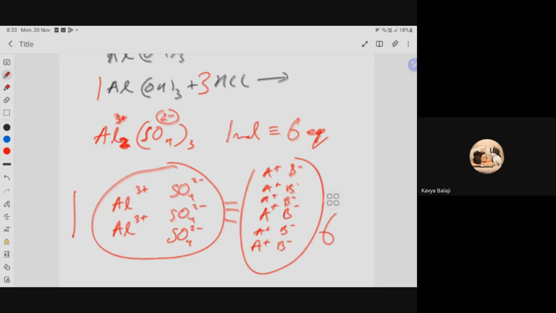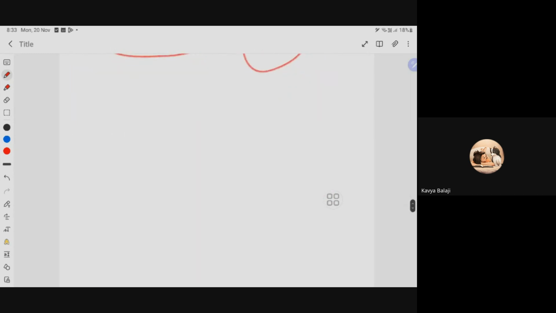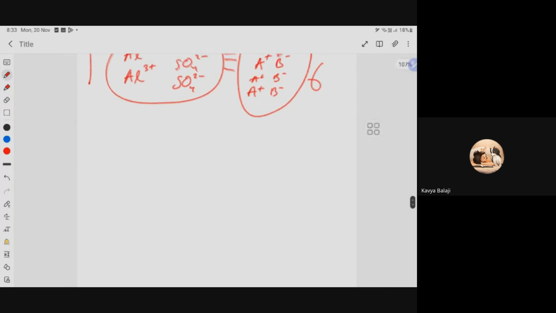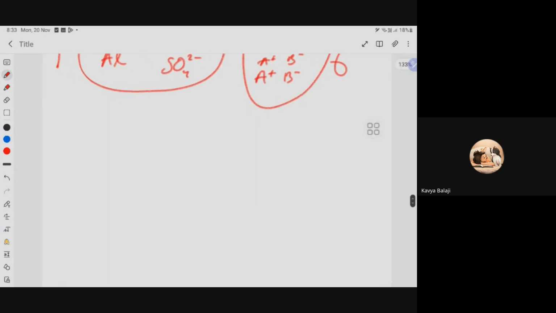So understood what is equivalence? Is that absolutely clear in your head? Whether you are able to use it in a question or not is your application, but I hope you have understood what the equivalence is. Now, if I do a balancing of H2SO4 plus NaOH, it gives Na2SO4 plus H2O.